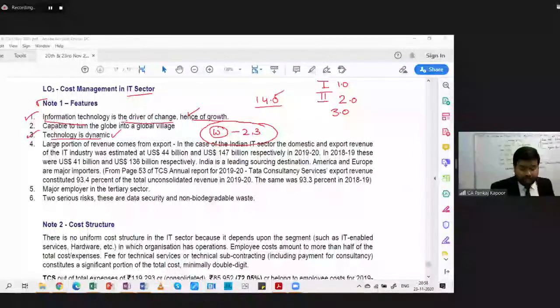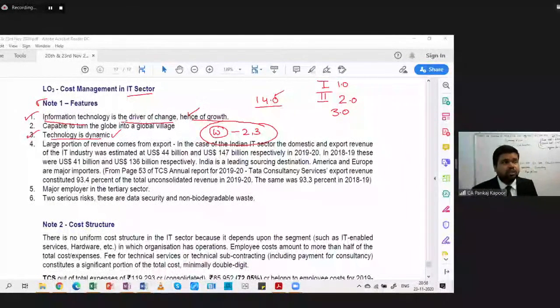Hence, IT has a very huge impact nowadays on the business cost, directly and indirectly. If you see the IT sector itself, the software which the IT people are using keeps on changing. So their cost is also very high. Their operating cost is also high.